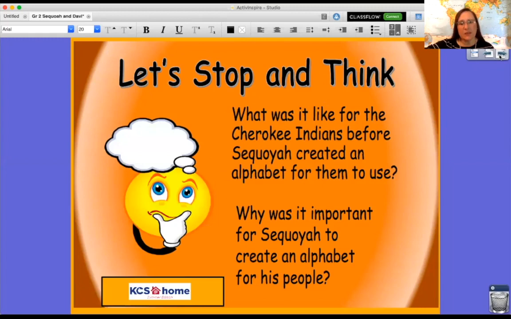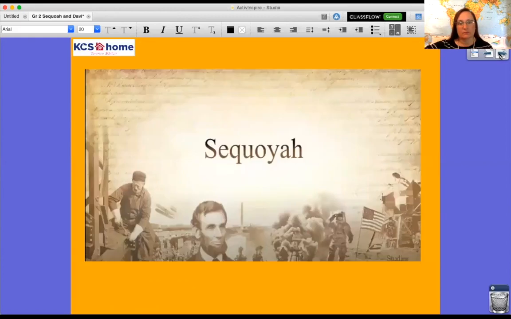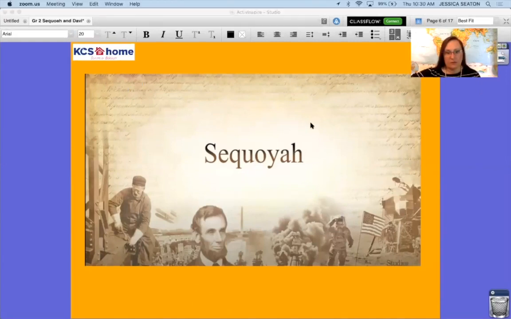So let's stop and think about this for a minute. What was it like for the Cherokee Indians before Sequoia created an alphabet for them to use? How did they communicate with each other? How did they record all of the important events about the Cherokee? Why was it important for Sequoia to create an alphabet for his people? Let's learn a little bit more about Sequoia and his life by watching a video.